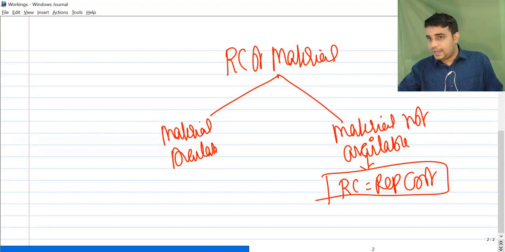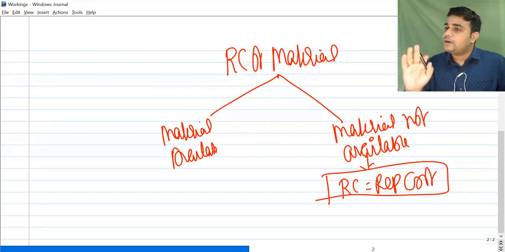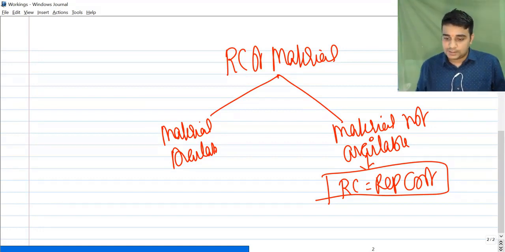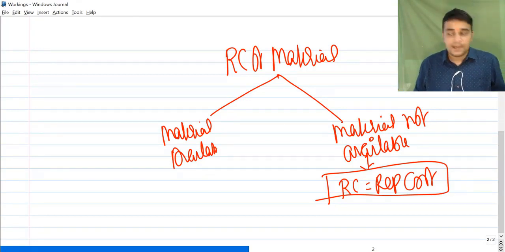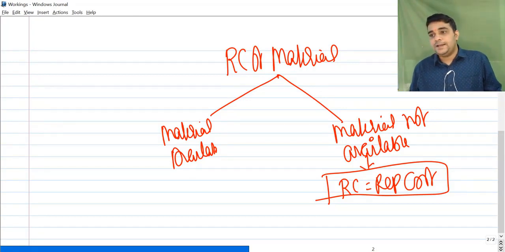It's there in the theory part; you can make notes, running notes, up to you, whatever way you want to do. Relevant cost is replacement cost if material is not available or not in stock. Some terms could be different there, but broadly this is the explanation. Relevant cost is equal to replacement cost.